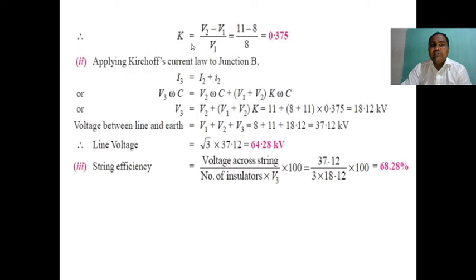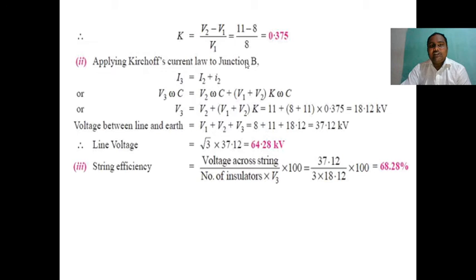The value of K is equal to (V2 minus V1) by V1 from the expression. So already we know V2 is equal to V1 of (1 plus K). From that expression, K is equal to (V2 minus V1) by V1. So 11 minus 8 by 8 is equal to 0.375. The K value is always less than 1. You remember that one: the value of K is always less than 1.